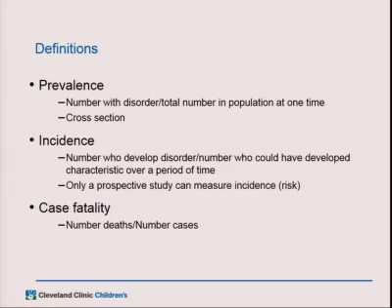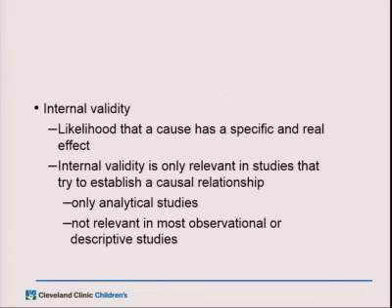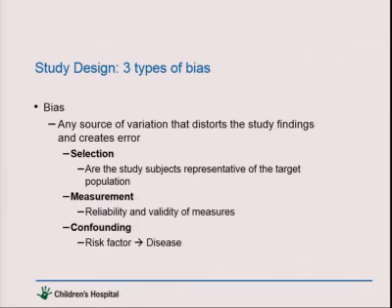Case fatality is pretty self-explanatory. The number of deaths divided by the number of cases. Now, validity is important, though. You have to understand that that is the likelihood that a cause has a specific and a real effect, and that internal validity is only really relevant for the analytic studies. So when you're talking about cohorts, when you're talking about randomized clinical trials, that's when validity is important. For the most part, case series and case reports, no one really thinks that they're valid, and they're not trying to describe their validity. But validity is important because that's where you see the bias.